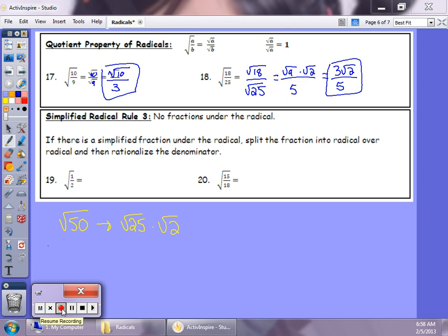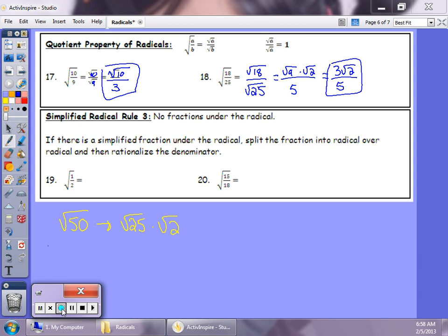So this leads us into our last simplified radical rule, which says we can have no fractions underneath a radical. So if there is a simplified fraction under a radical, we're going to split the fraction into two radicals, make it a radical over a radical, and then we're going to use what we know about rationalizing the denominator.